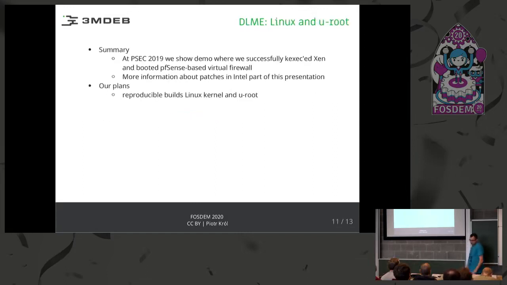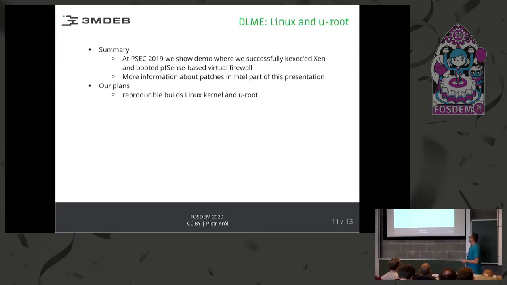In case of Linux, I believe Daniel will talk a little bit more about that. But what we were able to do was to use Linux and u-root as a DLME, which kexecs Xen, in which we run a virtual firewall, which was pfSense in this case. And there are many patches coming to the kernel to support that.